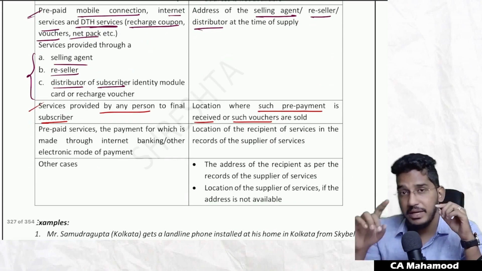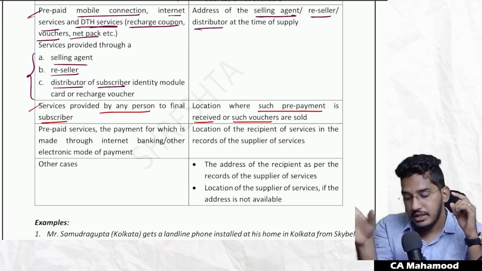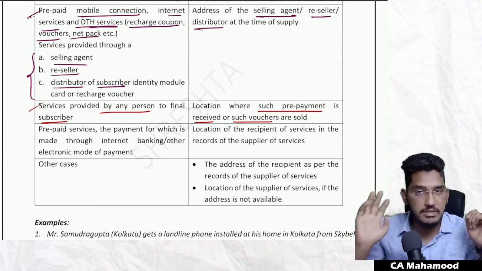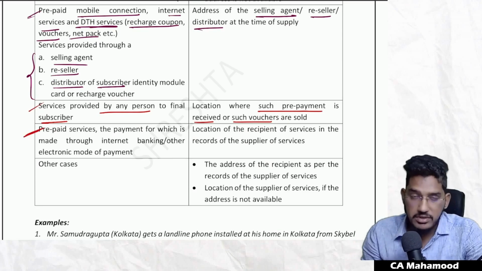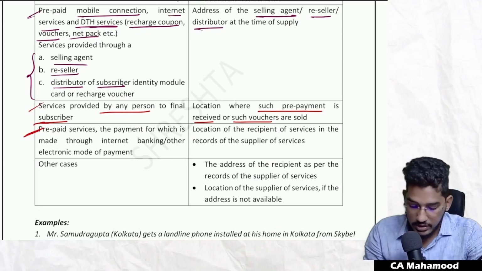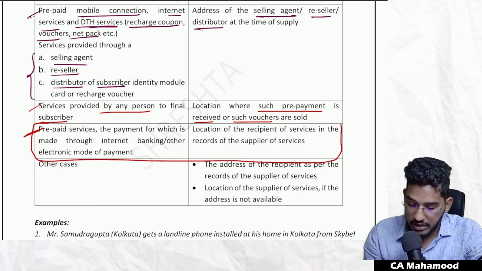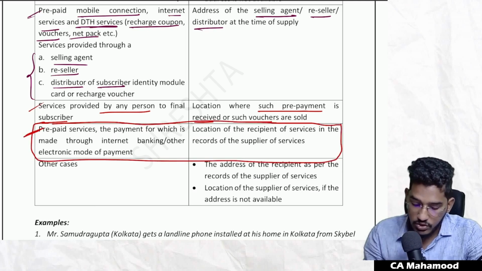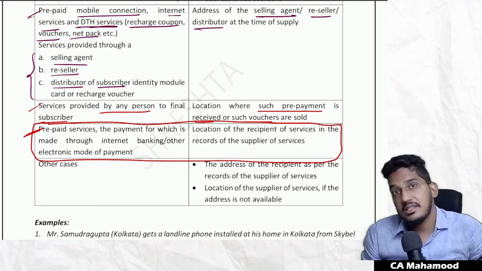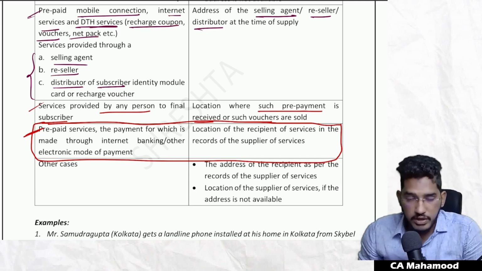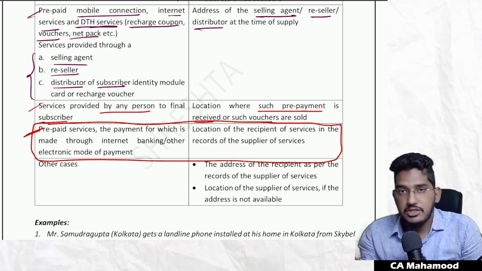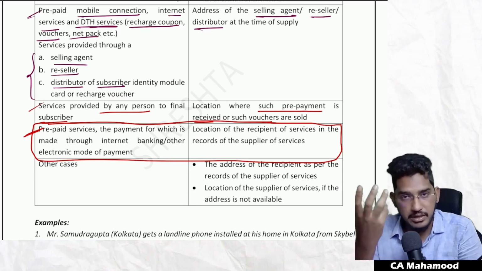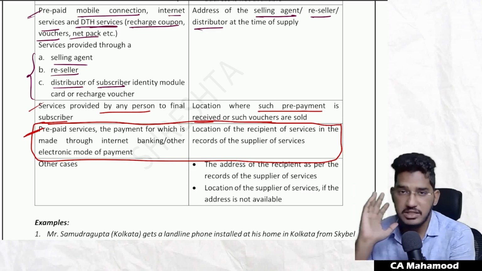Now for services provided by any person to the final subscriber, the place of supply is the place where such prepayment is received or such vouchers are sold. Now today we have prepaid services, so this point specifically talks about today's environment. Today if you want a recharge, will you go to any mobile shop, buy the voucher or ask that person to do the recharge? No. What we do is the recharge using online facilities. We use our UPI applications, we use the apps provided by respective service providers, and we do the recharge, right?